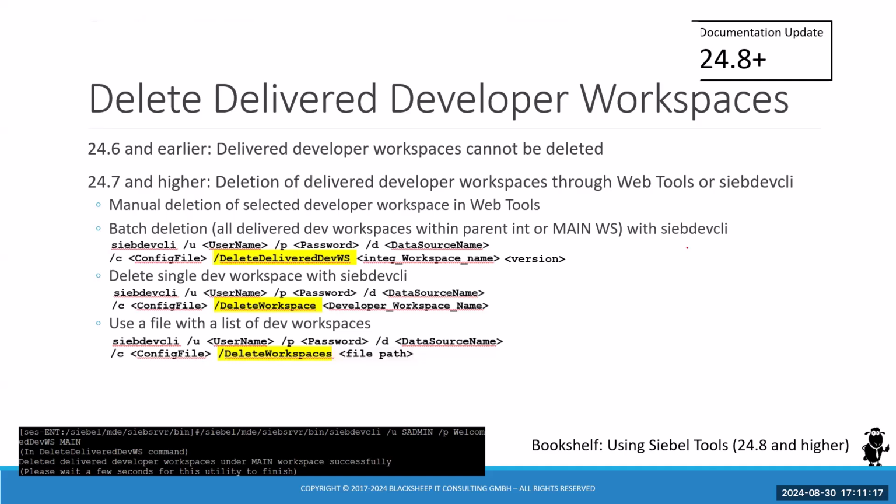And there's new documentation in the 24.8 bookshelf, so check out the Using Siebel Tools guide, as it has one more bit of information. Actually, you can pass the version number after the workspace name, so the integration or main workspace name here, to delete. I honestly haven't really tried it, but that's the new piece of information here.